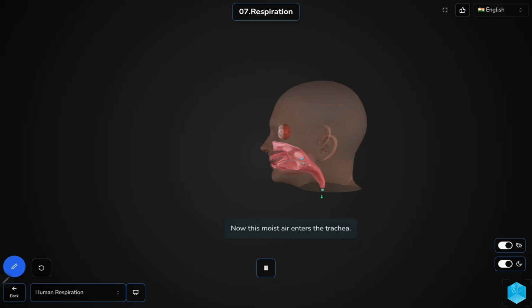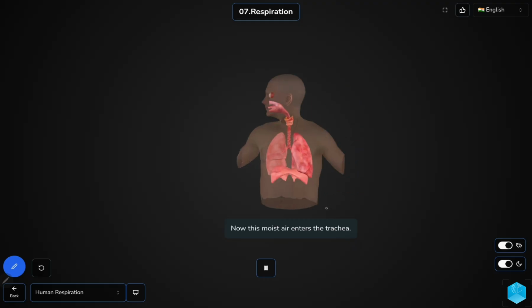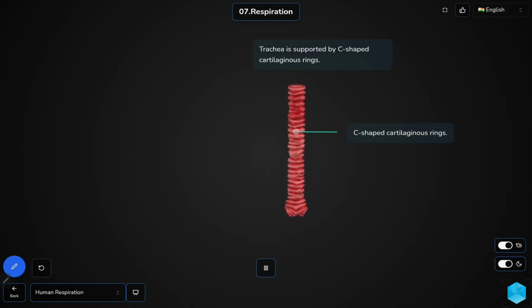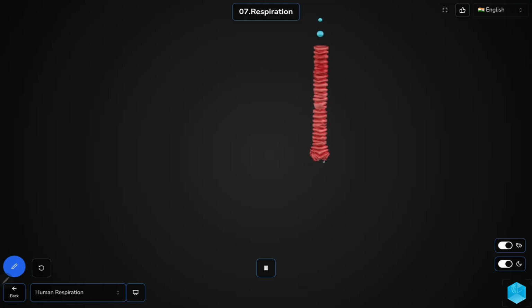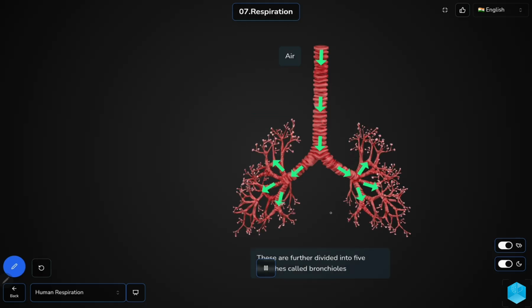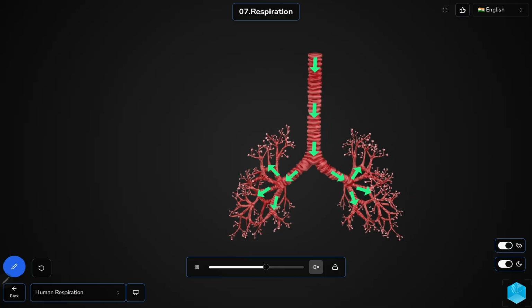Now this moist air from the nasal cavity enters the next part called the trachea, a pipe-like structure. Here you can see the trachea. The trachea is supported by C-shaped cartilaginous rings. These rings prevent the trachea from collapsing during inhalation and exhalation. Through this trachea, otherwise called the windpipe, the air passes, and the trachea divides into two branches called bronchi.